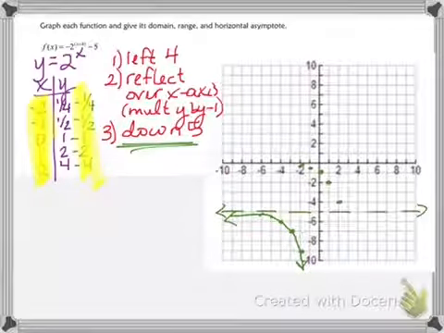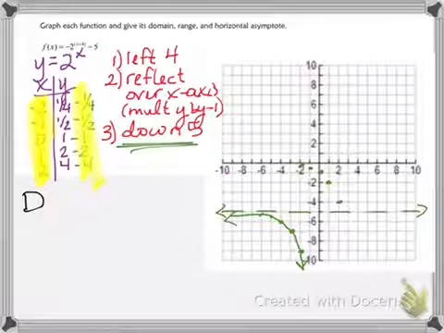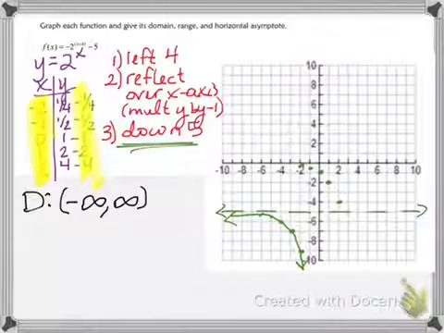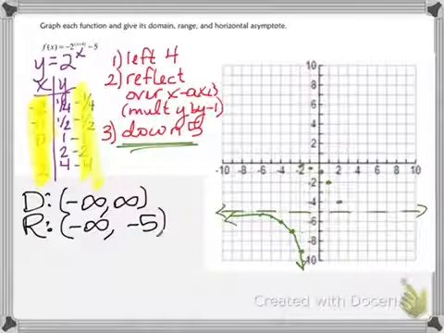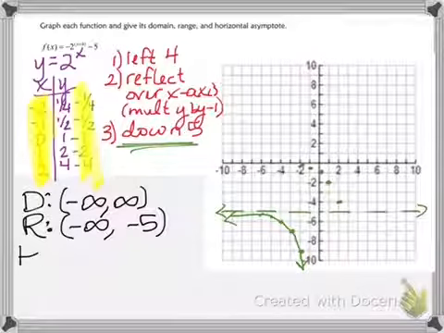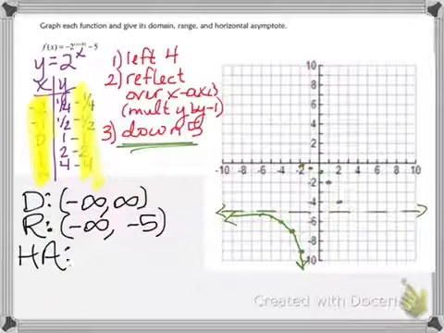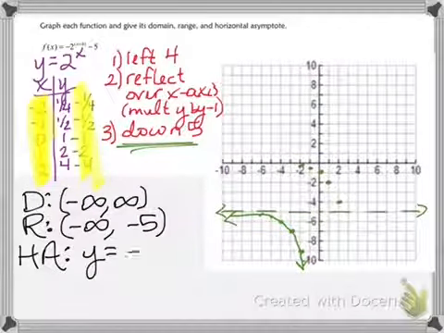And then for the domain and the range and all of that, the domain, any value of x is included in the domain, so all real numbers, or -infinity to infinity. The range is y is less than -5, so that'll be -infinity to -5, parenthesis to say we're not including -5 since it won't actually reach that. And then the horizontal asymptote is y equals -5.